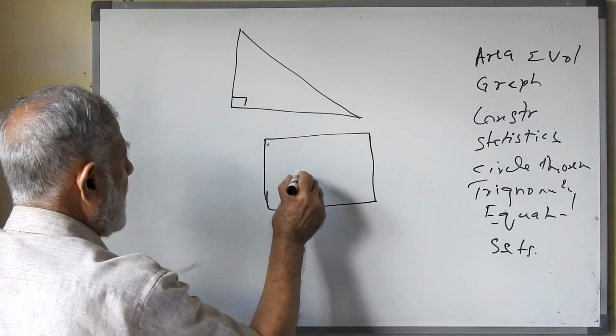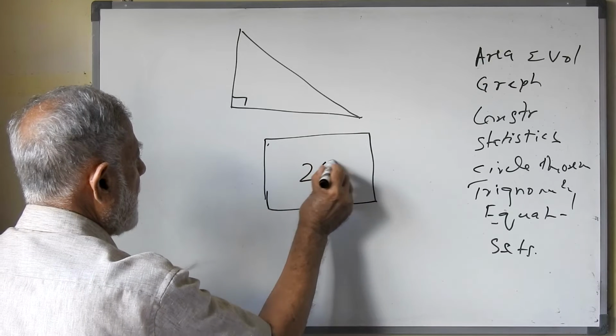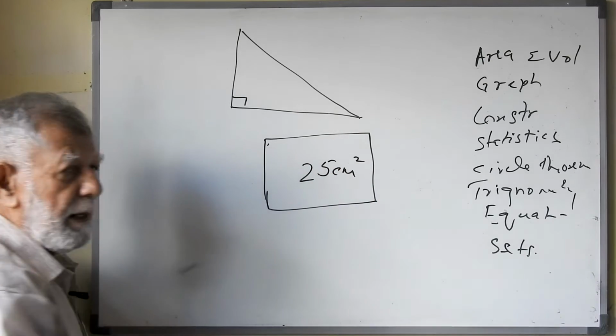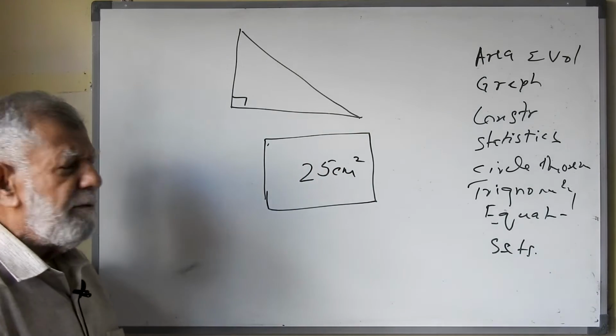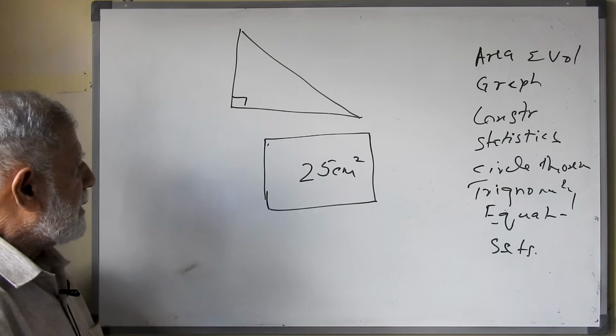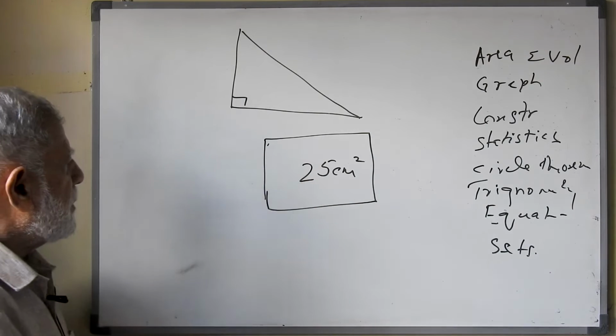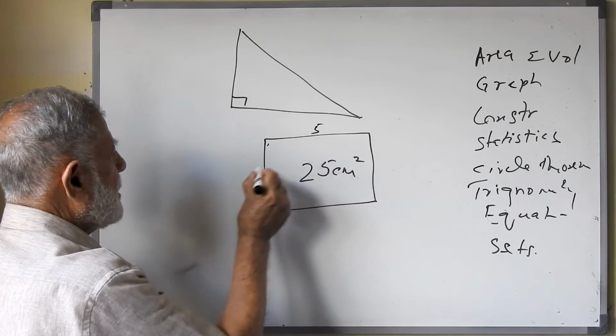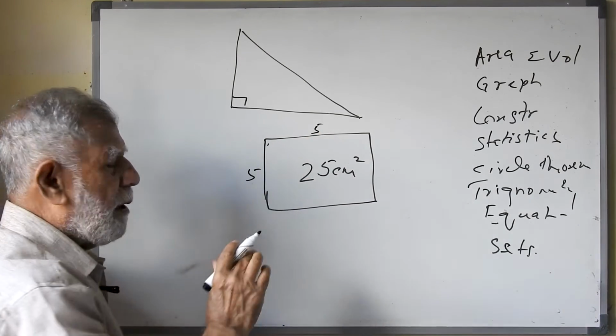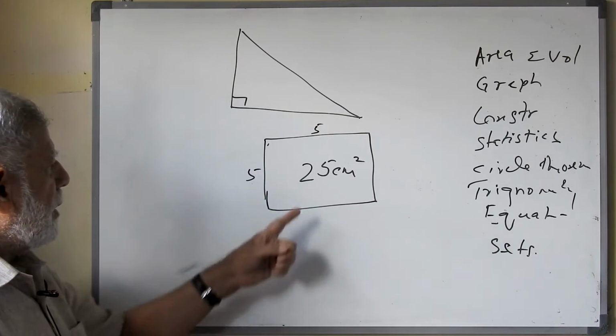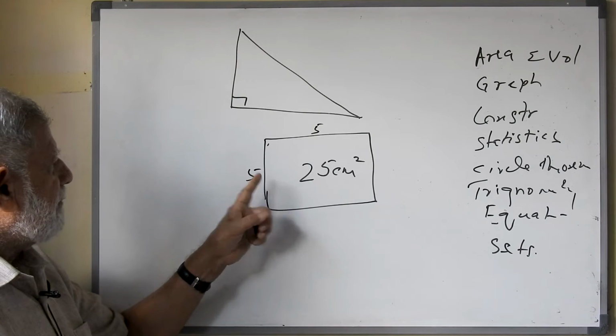The area of the square is, we'll say, 25 centimeters squared. How to find one side? One side means the square root of this number. The square root of 25 is 5. So you must know how to find the square root of numbers.